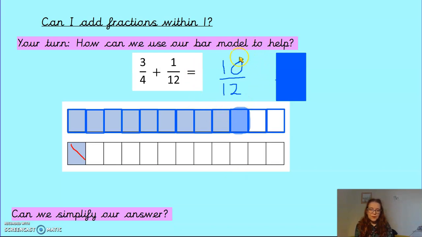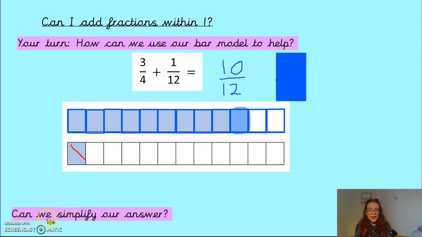Okay, here is my answer. I've got 10/12. What I did is I divided my top bar model, the one that represented 3/4, into 12, just like my bottom one. Then I moved my 1 from here and coloured it in up here. Now all I needed to do was count how many parts I had in my whole. I had 1, 2, 3, 4, 5, 6, 7, 8, 9, 10 parts, so my numerator is 10. And altogether my whole is 12.